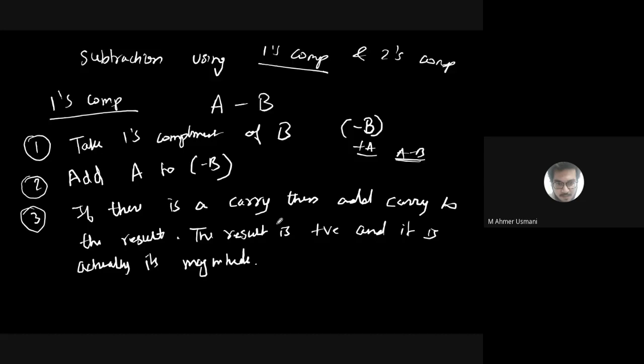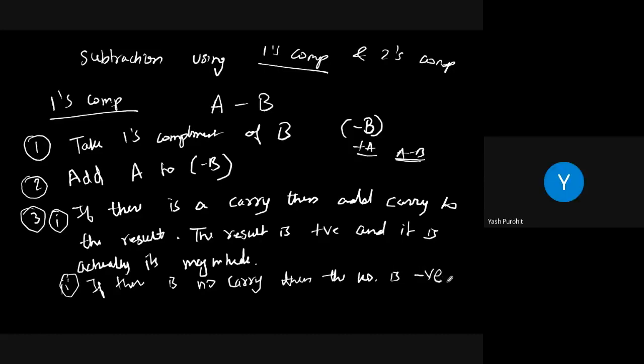Is that clear? Yes, sir. What is the second condition? This is the first condition. The second condition is if there is no carry. If there is no carry, then the number is what? Negative or positive? Negative. The number is negative and its value will be the one's complement of the number.